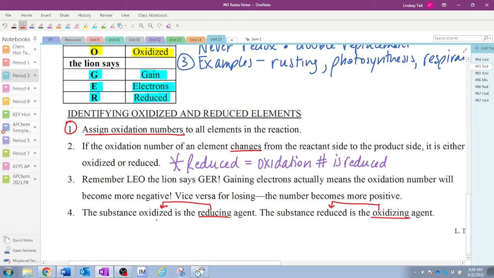All right, the substance oxidized is the reducing agent. The substance reduced is the oxidizing agent. And on these notes, I'm going to use RA and OA to abbreviate those so I don't have to write out the full names.